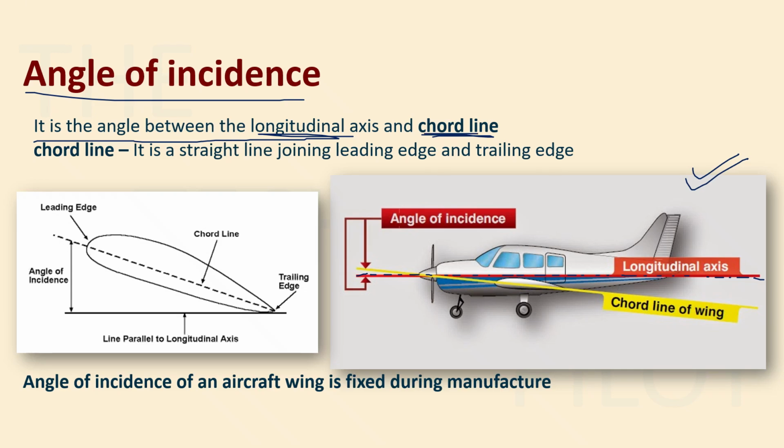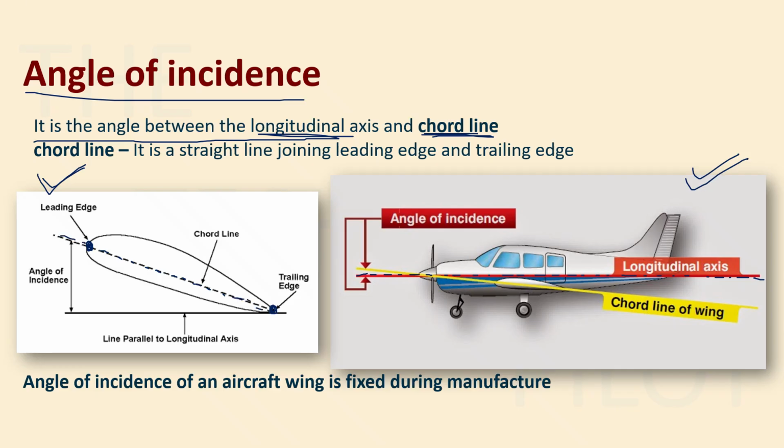The chord line is a straight line joining the leading edge and trailing edge. In this diagram, you can see the chord line. This is a diagram of an aerofoil. You can see that this particular portion is my leading edge and this particular portion is my trailing edge. This dotted line is a straight line joining the leading edge and trailing edge. This is known as your chord line.